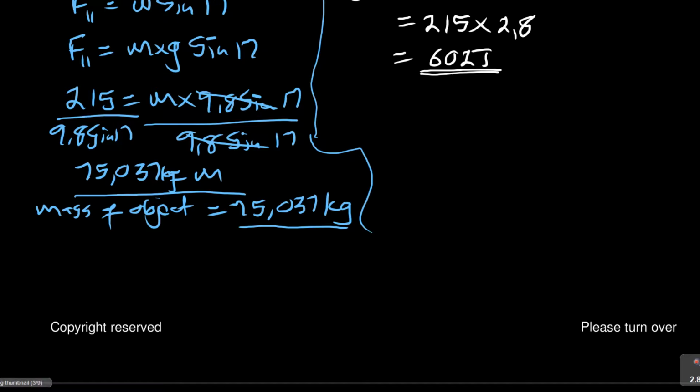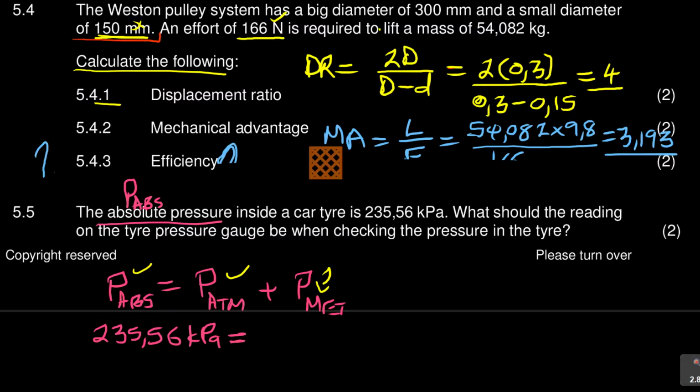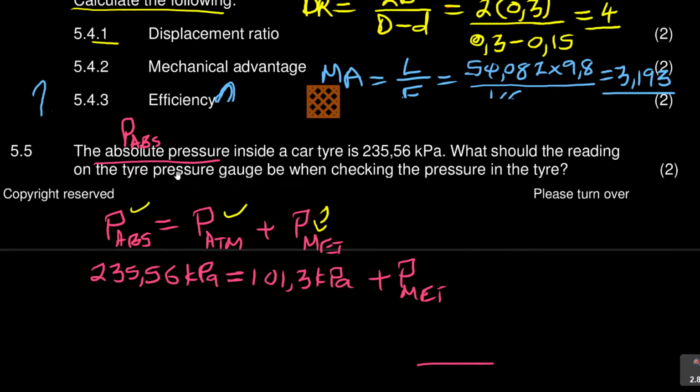So I'm going to take it here and say, since they maintained the units, I don't have to worry, and write it as P_ATM is 101,3 kPa plus P_MET, which is the gauge pressure. They want the gauge pressure now. So the question is, what should the reading on the tire pressure gauge be? So what you do is, you can see that you want P_MET.